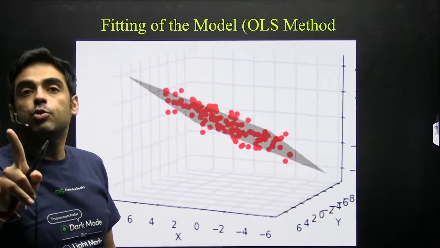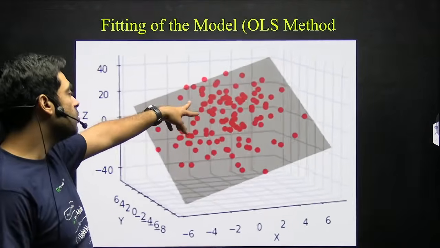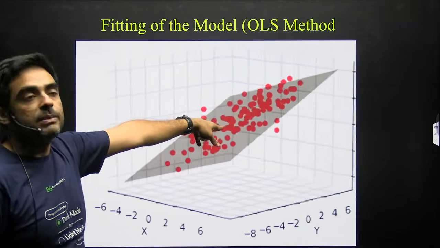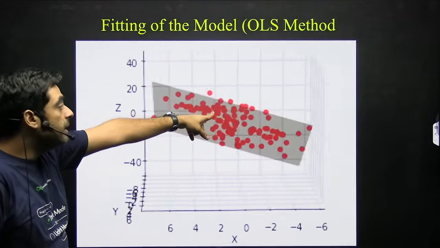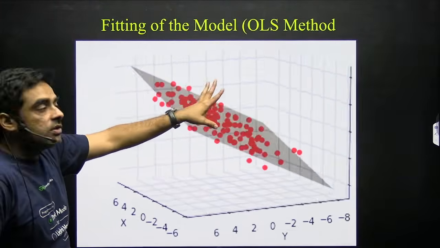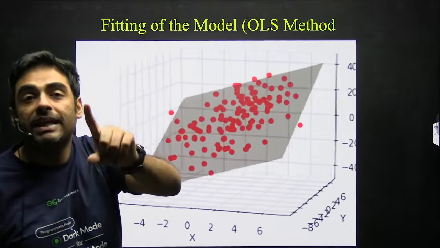I hope you are able to understand. What are these red dots? These are the data points. So instead of a line, I fitted a hyperplane, and these red dots are the data points. This is how a fitted hyperplane looks like.